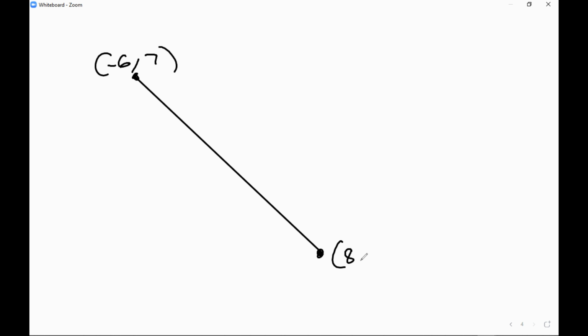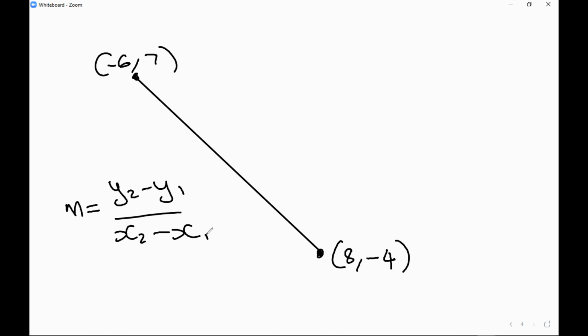Let's try a negative gradient question. Okay, here's another one. Let's suppose this is negative 6 and 7, whereas this is 8 and negative 4. Now remember, you can choose where you want to put x1 and y1, but make sure they're together. x1 and y1 and x2 and y2 are together. The gradient is given as y2 minus y1 over x2 minus x1. Go ahead and see if you can find this gradient. Try it first and then I'll go through it. All right, let's go through it again.